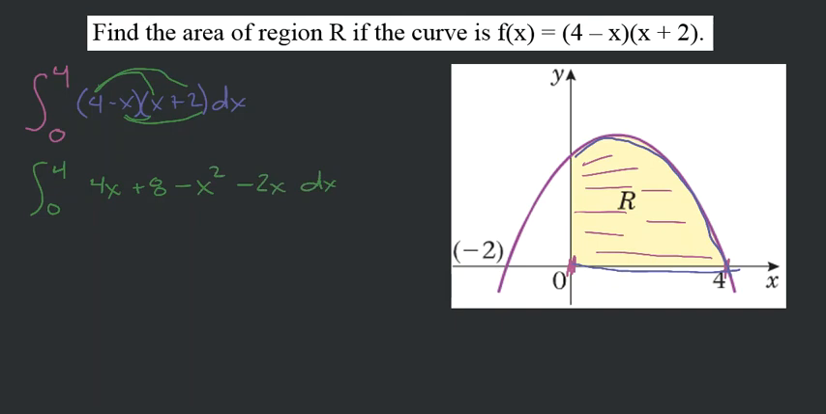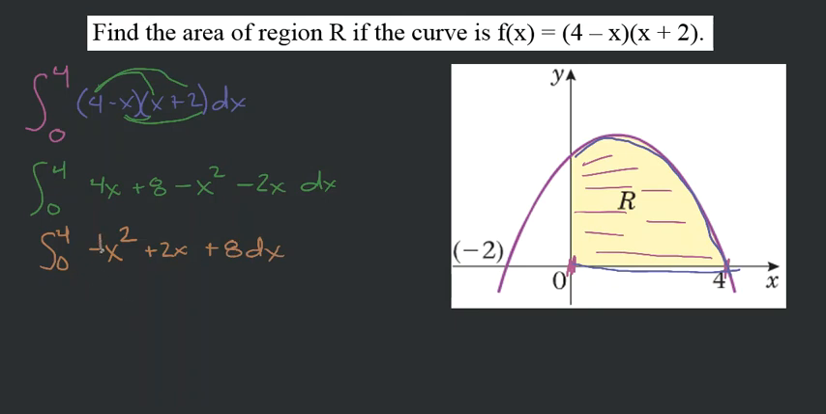Now when we simplify a little bit just by combining some like terms, we're going to have 0 to 4. I'm going to write them in order from largest power to smallest power. So there's minus x squared. Now we have 4x minus 2x, which is going to be plus 2x. And then we have a plus 8 here at the end. Okay, so now we are ready to integrate this one.